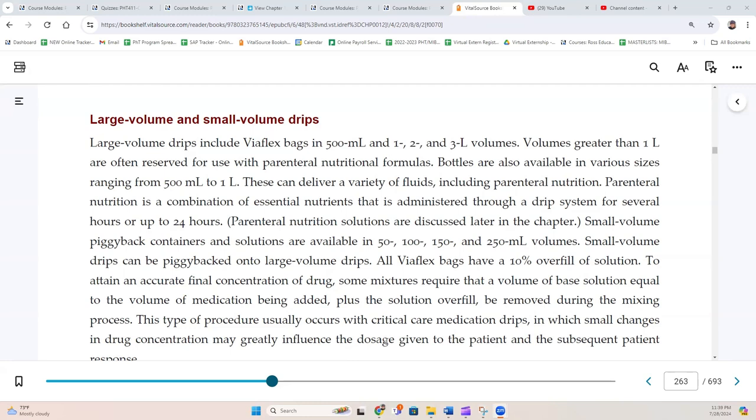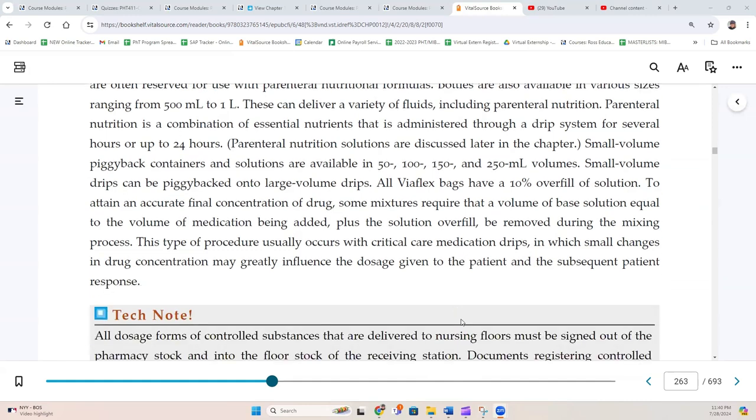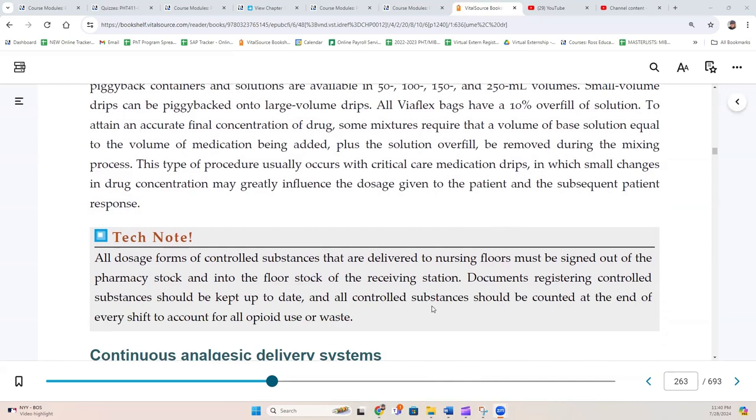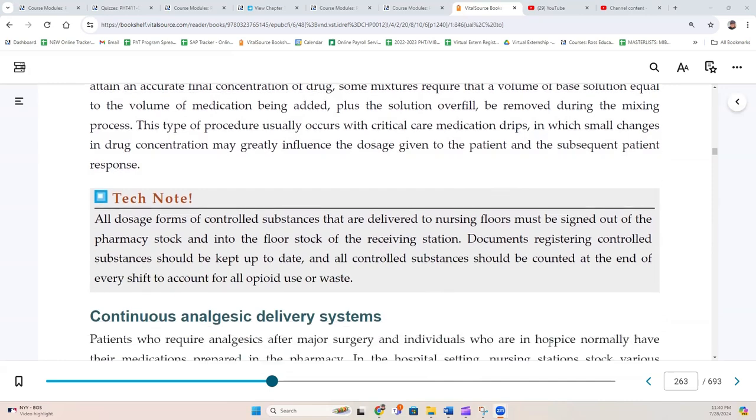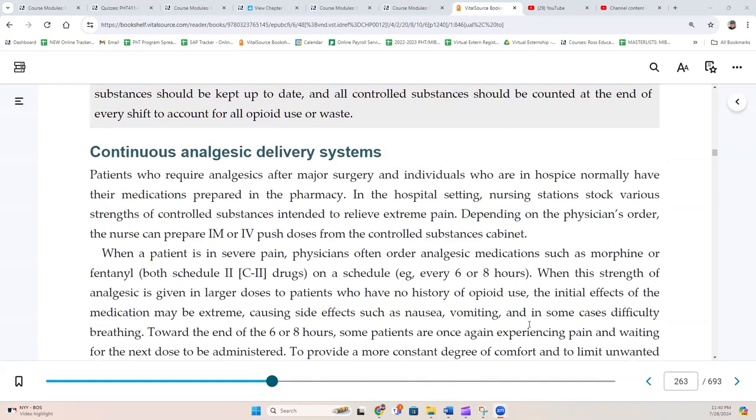All ViaFlex bags have a 10% overfill of solution. To attain an accurate final concentration of a drug, some mixtures require that a volume of base solution equal to the volume of medication being added, plus the solution overfill, be removed during the mixing process. This type of procedure usually occurs with critical care medication drips, in which small changes in drug concentration may greatly influence the dosage given to the patient and the subsequent patient response.